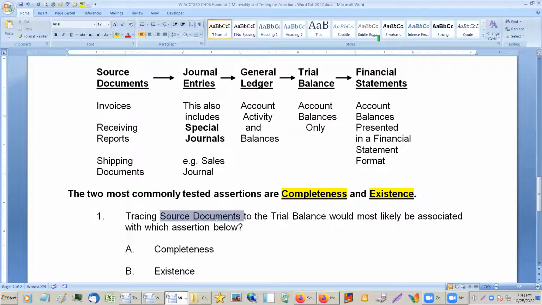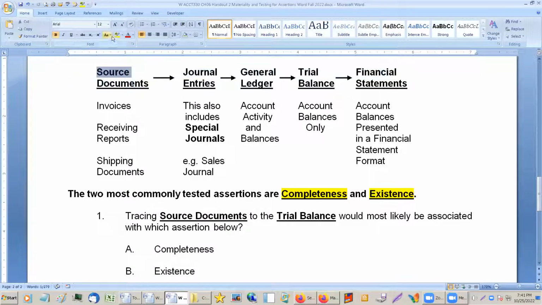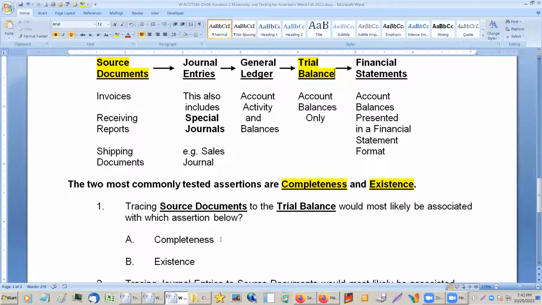Okay, so tracing the source documents to the trial balance would most likely be associated with which assertion? Okay, so we're going from here to here.